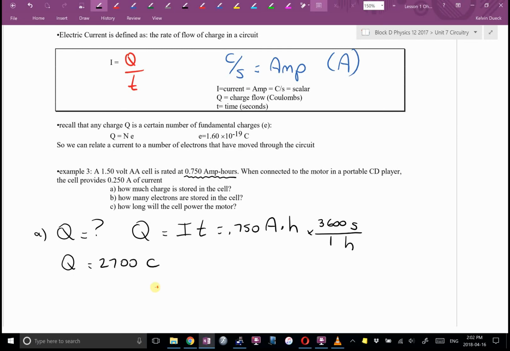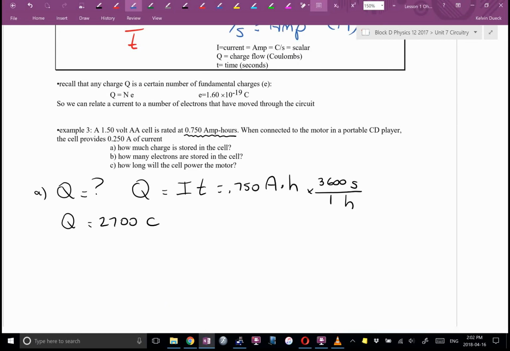Caleb, what's B want me to find? B wants you to find how many electrons are stored in the cell. How many coulombs do I have stored in this cell? 2,700. What's the charge on one electron? 1.6 times 10 to negative 19 coulombs. So how can I figure out how many electrons? Just divide them. The number of electrons is going to be the charge divided by the elementary charge. It's going to be 2,700 divided by, and since I just want a number, I'll ditch the negative.